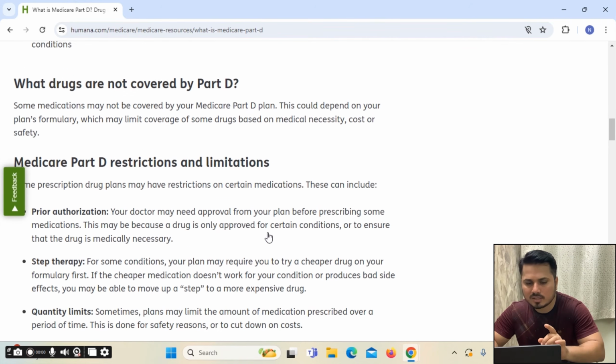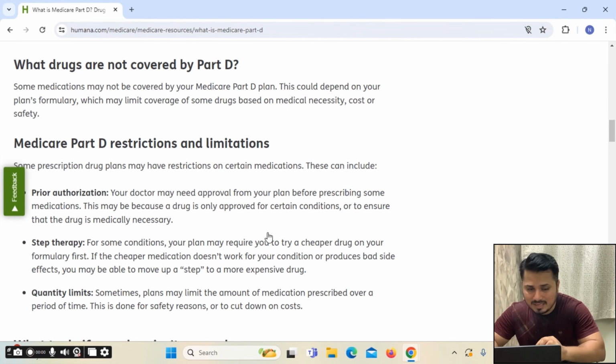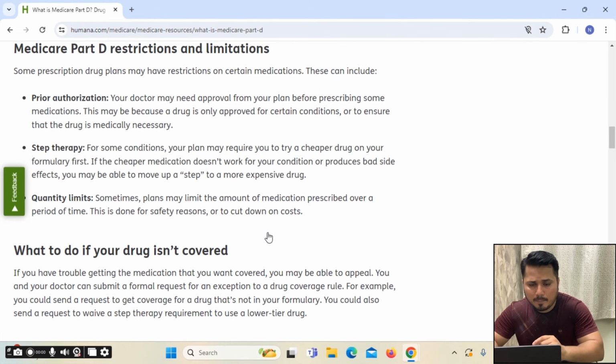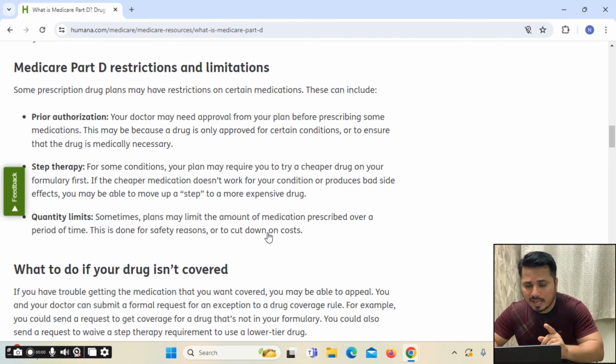Now, what drugs are not covered by Part D? Some medications may not be covered by your Medicare Part D plan. Okay, this could depend on your plan formulary, which may limit coverage of some drugs based on medical necessity, cost, or safety. Now, Medicare Part D restrictions and limitations.